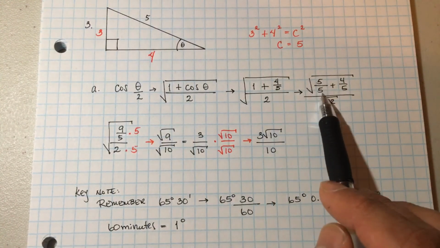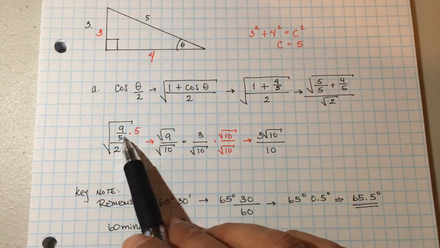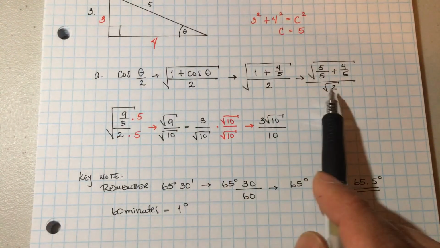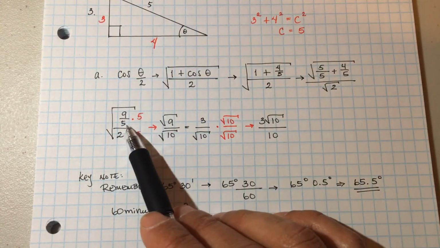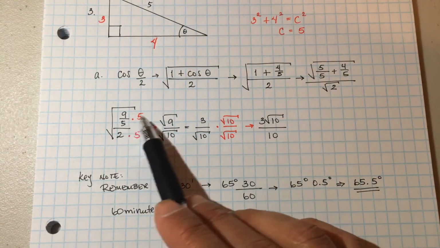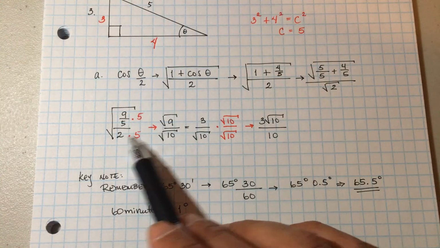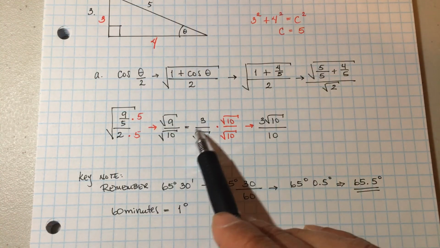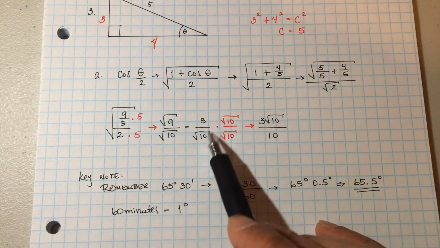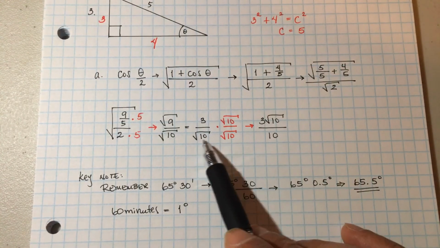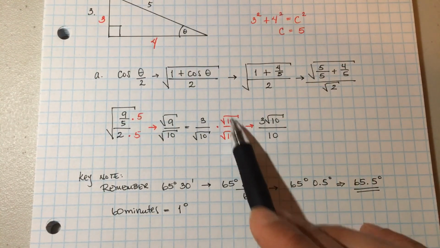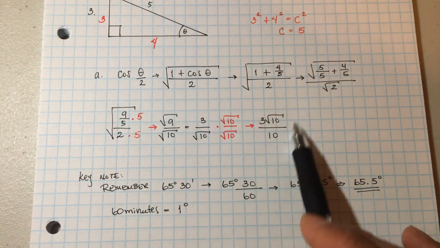1 whole becomes 5/5. 5 plus 4 becomes 9/5. On the denominator, you have radical 2, okay? I just decided to go ahead and multiply the top and the bottom by 5 because I don't want the fraction. So I ended up with radical 9 over radical 10. That gives me 3 over radical 10. Remember, you can't leave the radical in the denominator. You have to rationalize it. Multiply by the radical 10, and you end up with this guy right here.